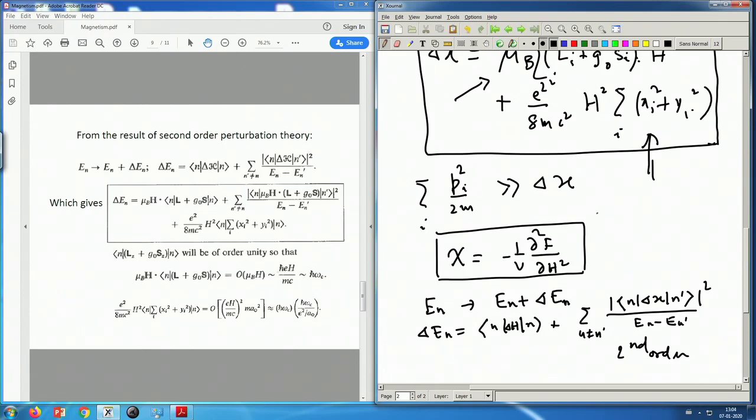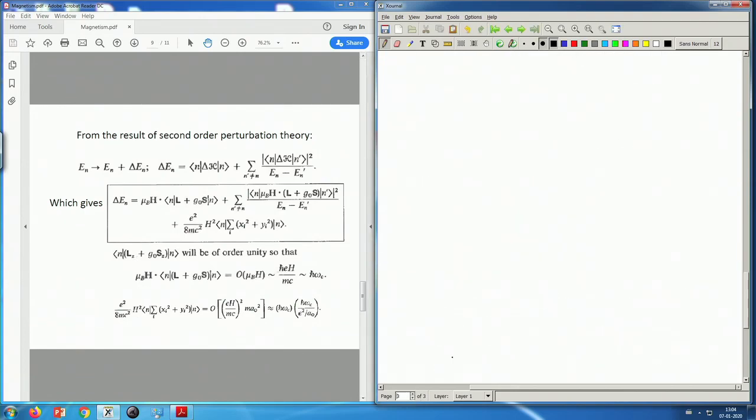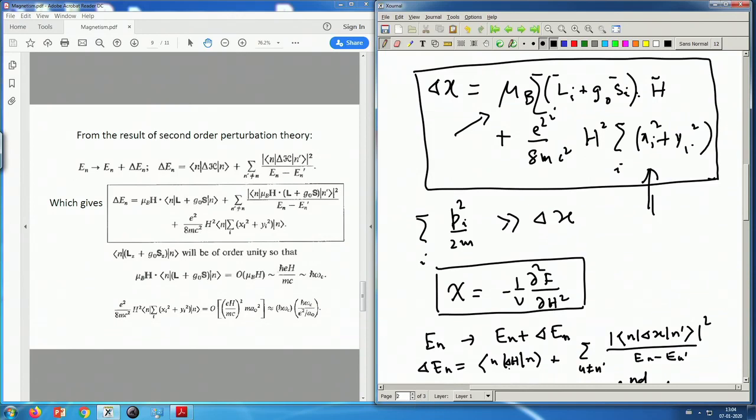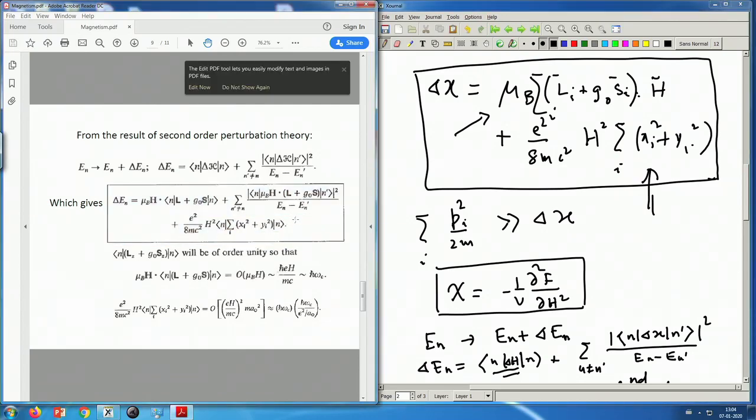Okay. So, let me explain what I mean. Let us take this term, n L plus g0 S n prime. Let me calculate for you the order of magnitude of this term: mu B H times n, L plus g0 S, n prime. This is the first term. These two terms are called the paramagnetic and the diamagnetic term. We will come back to why it is called diamagnetic. The third term is called the diamagnetic term, and the first term is the paramagnetic contribution. But at the moment it is just a name. Let us go ahead and do it and see what it is.